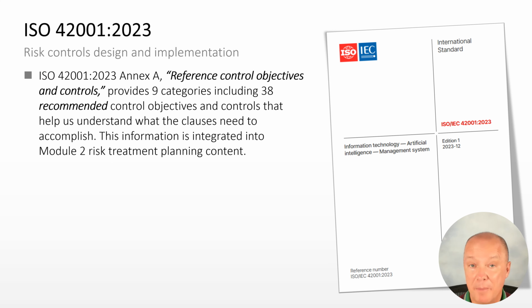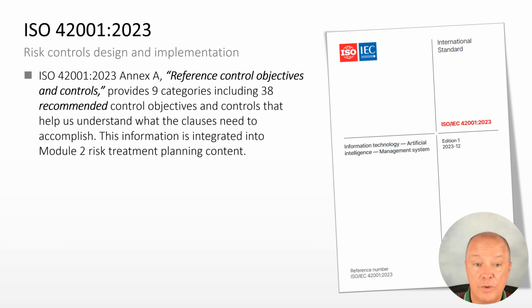Beyond the clauses of the body of ISO 42001 that tell us how to stand up, manage, operate, and monitor an AI management system, ISO 42001 also gives us some very valuable guidance and requirements in Annexes A and B. Annex A, entitled Reference Control Objectives and Controls, provides 9 categories, including 38 recommended control objectives and controls that help us to better understand what the clauses of the body of the document need to actually accomplish.